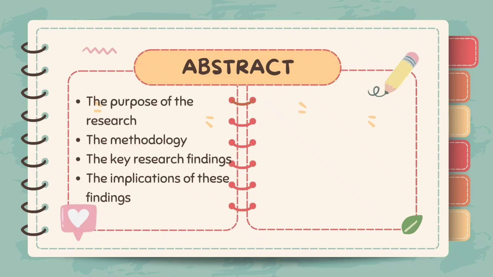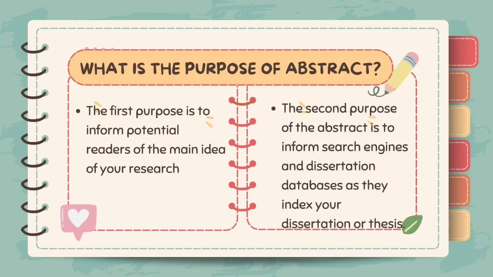So it discusses what answers you found. And the last one is the implications of these findings, no? What these answers mean. So, what's the purpose of the abstract? The first purpose, sabi natin, is to inform potential readers of the main idea of your research without them having to read the entire piece of your work. Specifically, it needs to communicate what your research is about, what you are trying to find out, and what your findings were. When the readers are deciding whether to read your dissertation, the abstract is the first part they'll consider.